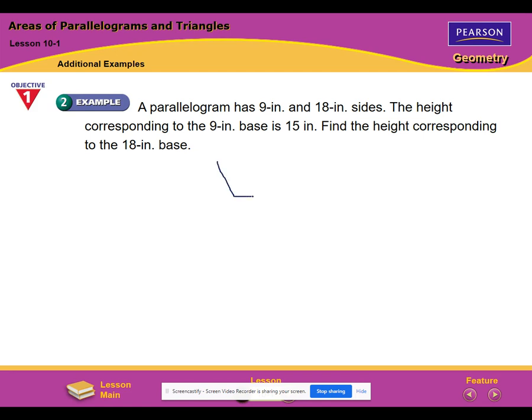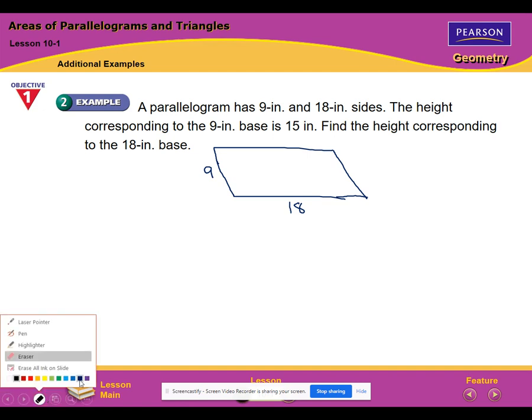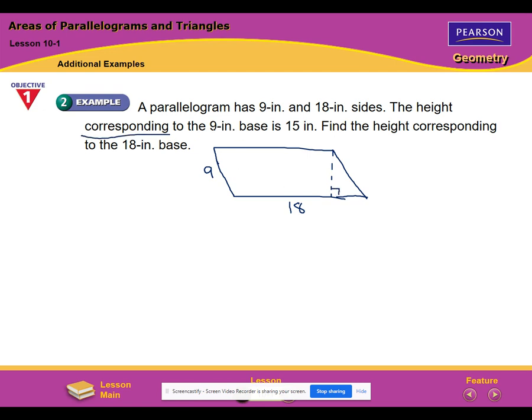It said that we have a parallelogram that has sides that are 9 inches and 18 inches. Okay, it doesn't have to be a nice looking parallelogram. You know, my drawings are rarely nice. And here's 9 and here's 18. And it says the height corresponding to the 9-inch base is 15 inches. So that's like this. Actually, let me go ahead and make that a dashed line. When they say corresponding, they mean perpendicular to. Okay, that's an important point to make. When they say corresponding, the height corresponding to the 9-inch side.